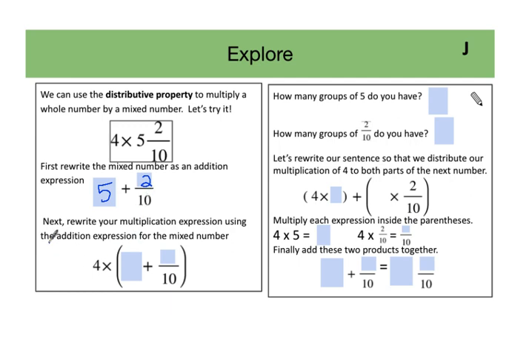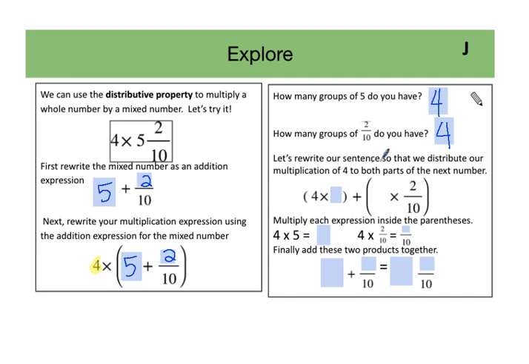Great job. Next, rewrite your multiplication expression using the addition expression for the mixed number. Did you just plug that first step in here? Good. So it says, how many groups of 5 do you have? Well, remember, that first factor tells us how many groups we have. So we have 4 groups. And how many groups of 2/10 do we have? Yeah, we have again 4.